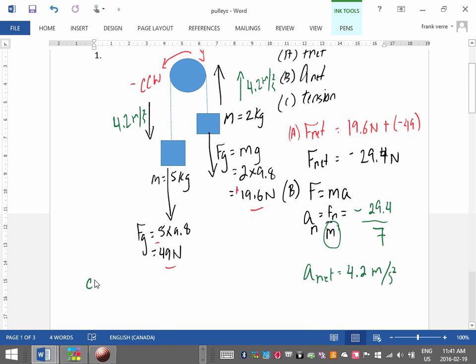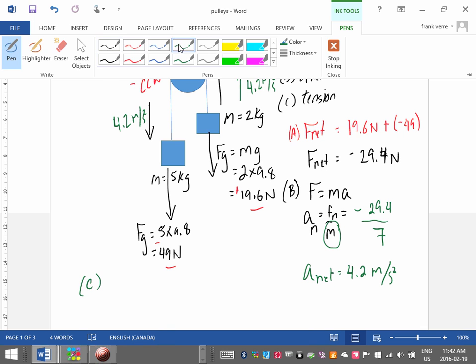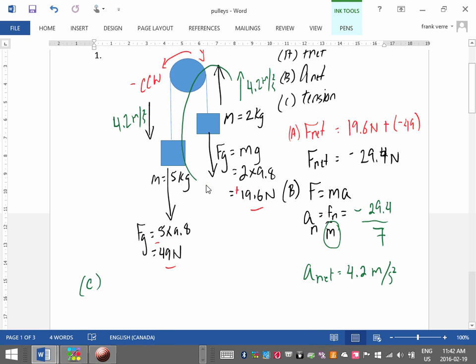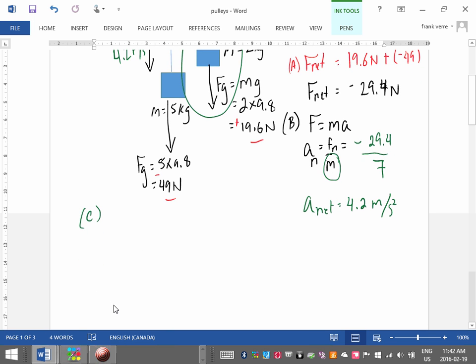So let's finish that over here, tension, okay? When you're trying to figure out the tension in a string, you only really need to look at one of the two sides of the pulley. So let's look at this side for tension. Let's look at this side right over here. I'm going to redraw this so we can just focus on that.